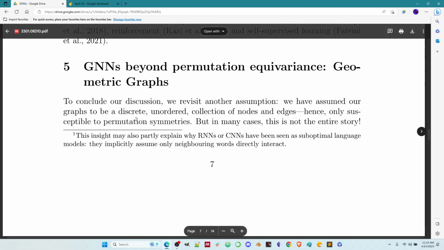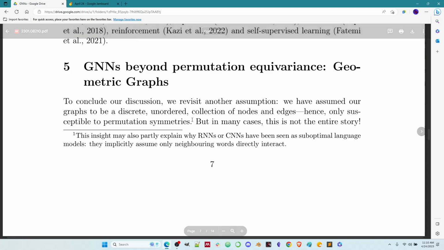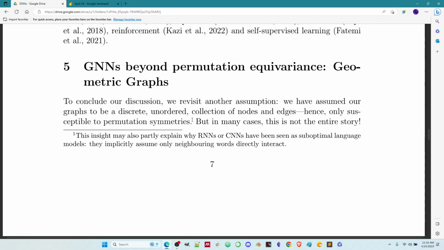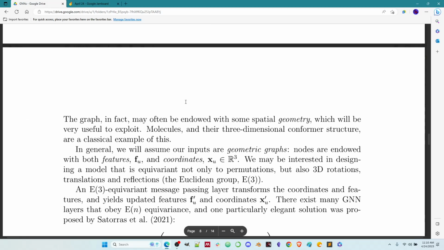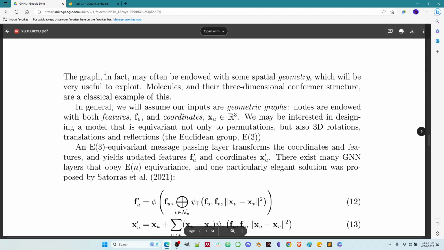Only susceptible to permutation symmetries. So in other words, if you change the order of how things are connected, you can find symmetries, you can find structures like simple complexes, you can find equivalencies in terms of their function. But sometimes you have systems that aren't discrete, you have more continuous systems.